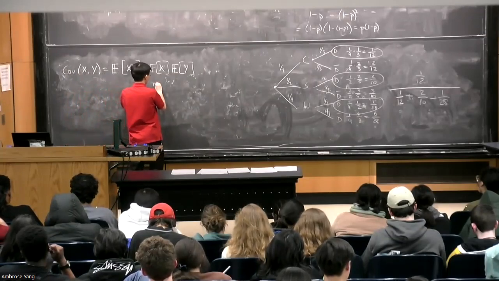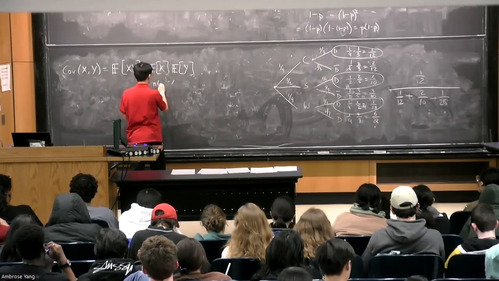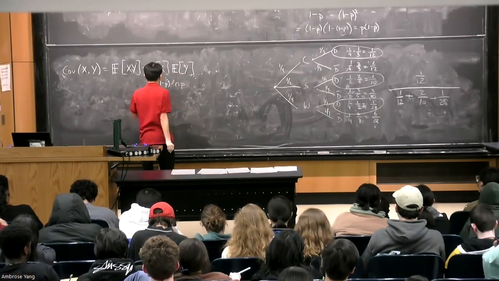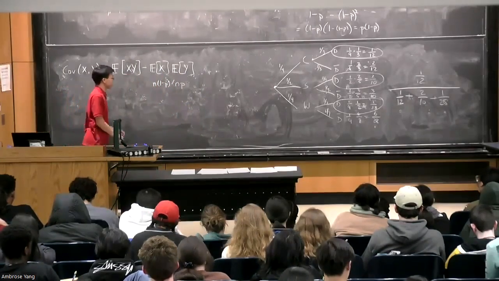So we've calculated the expected value of x. That's n times p, 1 minus, no. That's n times 1 minus p. We can do a similar calculation for y. That's n times p. I'm not going to do that here yet. And then let's calculate this.